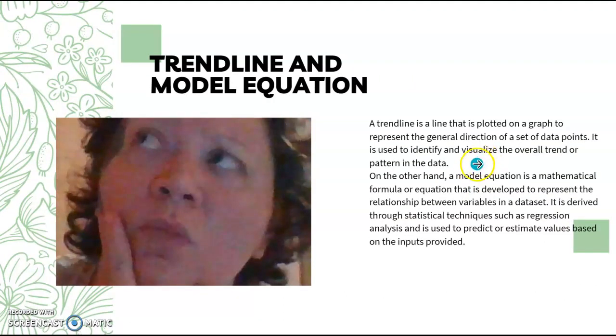A trend line is a plot on a graph that represents the general direction of a set of data points. It is used to identify and visualize the overall trend or pattern in the data. On the other hand, a model equation is a mathematical formula or equation that is developed to represent the relationship between variables in a data set. It is derived using statistical techniques such as regression analysis and is used to predict or estimate values based on the inputs provided.